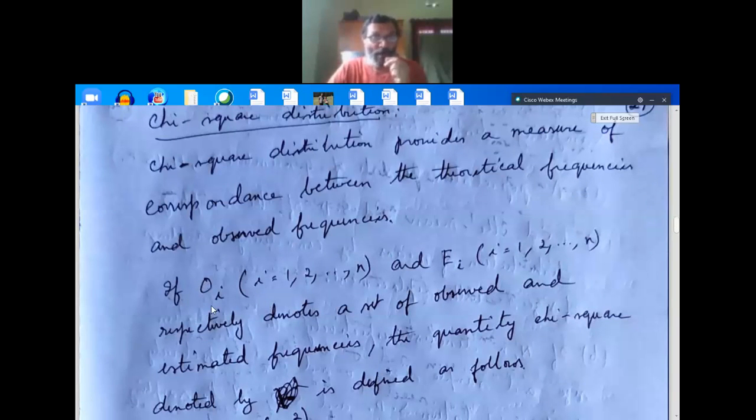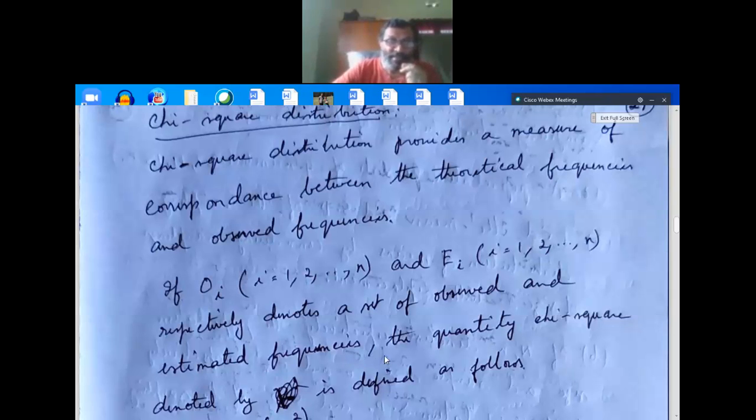Take Oi, where i is 1, 2, 3 till n terms; in the question it might be 1 till 7 or anything. Oi and Ei respectively denote the set of observed and estimated frequencies. O means observed, E means estimated.